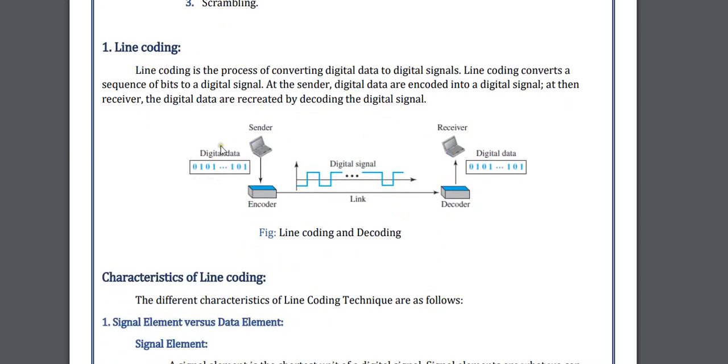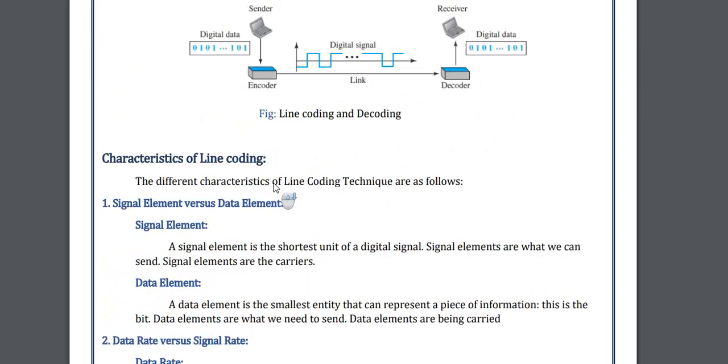regenerates the digital data. By this diagram, we can see that the data is in digital form, which is 0 and 1, on the sender side, and by this encoder section, this digital data is converted into digital signals, and those digital signals are sent by the link, and then the decoder receives the digital signal and decodes it again to digital data. This is how line coding works.